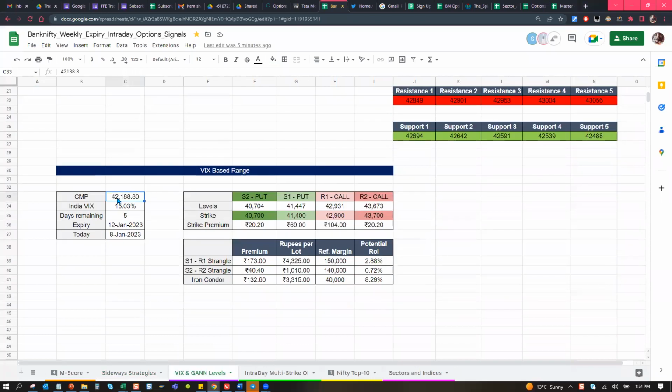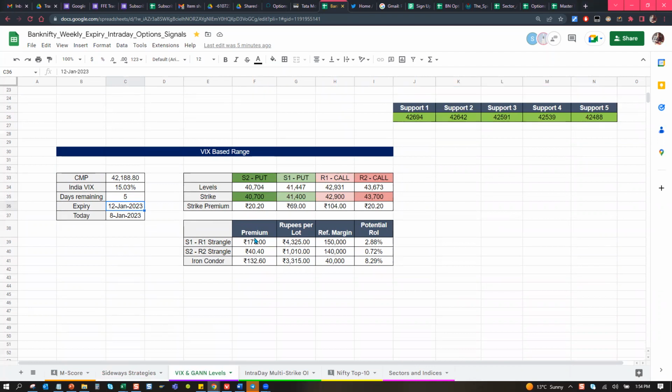For example, current price अभी इतना है, India VIX इतना है, days remaining to expiry इतना है, weekly expiry is on this date. तो अगर आपको VIX के बेसिस पे रेंज निकालना है तो support 1 comes at this level and support 2 comes at this level. तो अगर S1 और R1 का आप स्ट्रैंगल करते हो, which premium is 69 rupees and 104 rupees, if you short this and this, put and call, it is an R1 S1 strangle. आपको 173 का क्रेडिट मिलेगा, ठीक है.